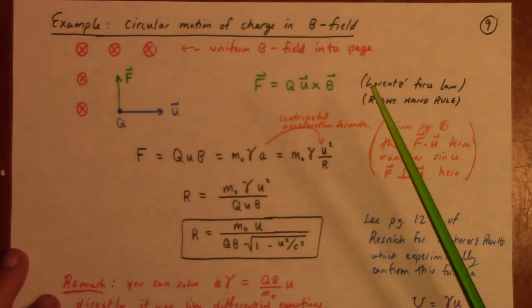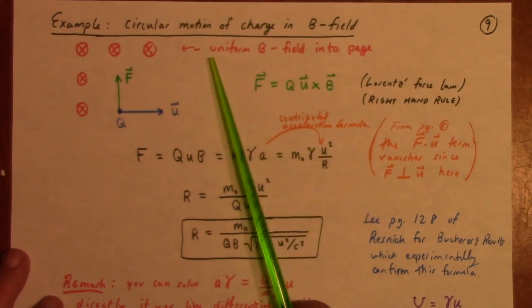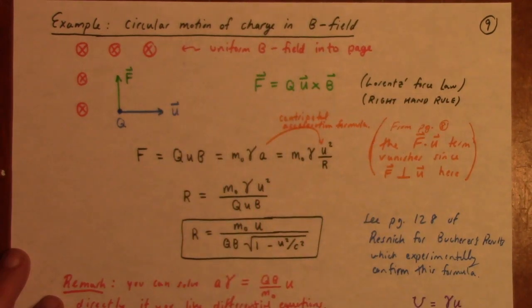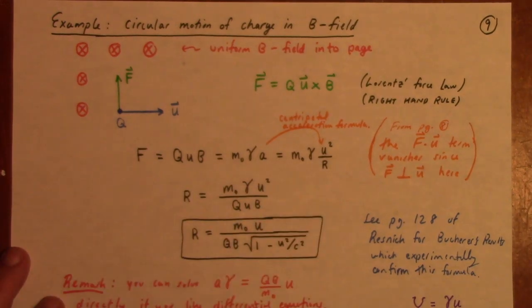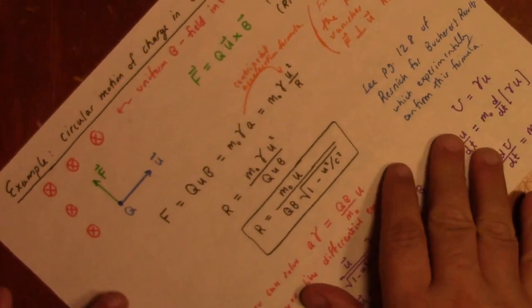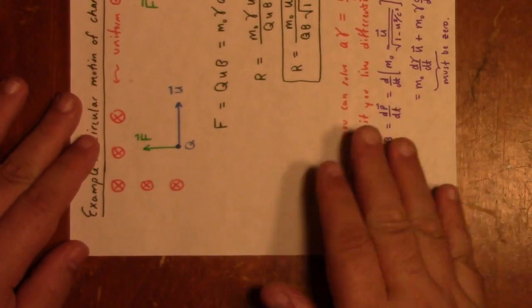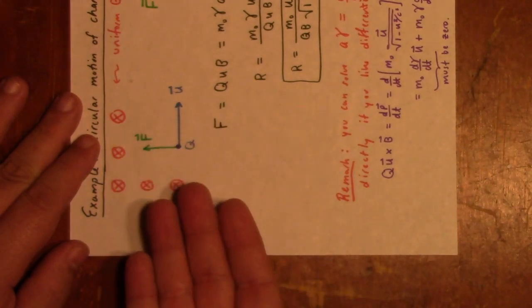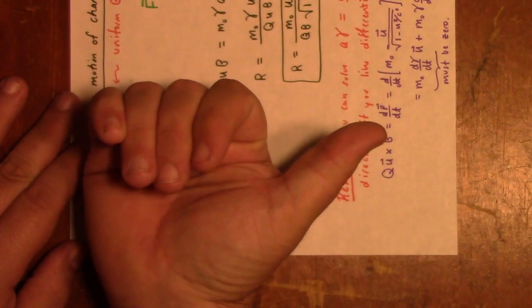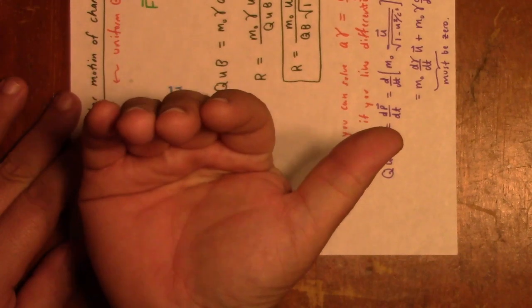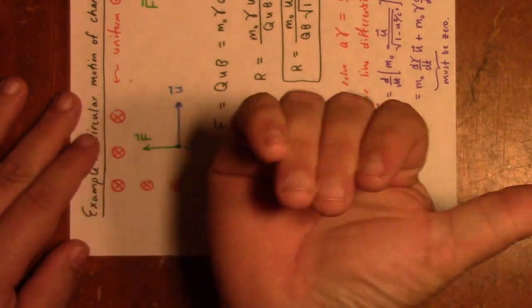So here's the problem. You've got a uniform magnetic field into the page, all right? It's pointing down in there. You've got a charge, Q, that's moving this way, perpendicular to the field, right? So the right-hand rule, let me turn my page, if you don't mind, for my convenience. So the right-hand rule says you point your hand in the direction of the velocity, like this, curl your fingers up into the direction of the magnetic field, like at the camera. That means the force is going to be going that way.